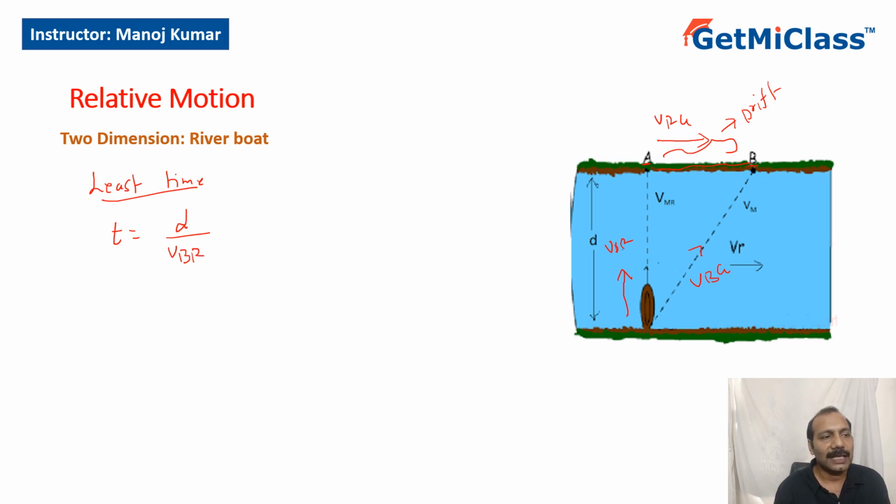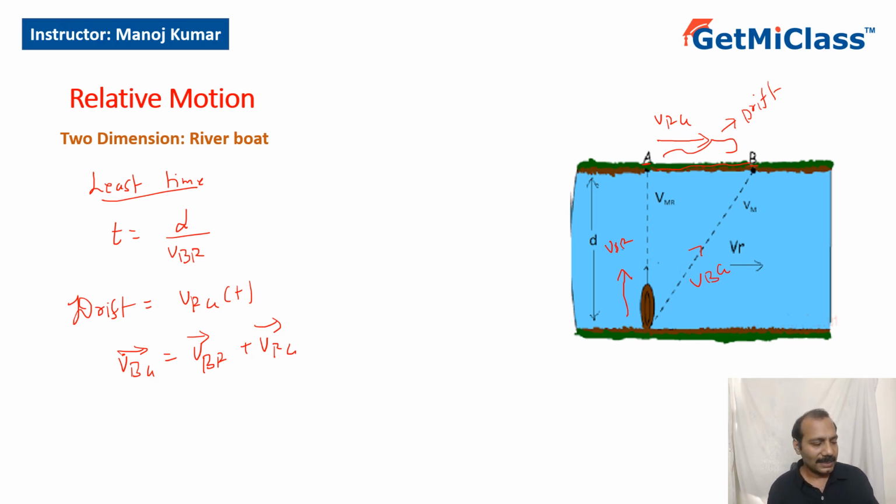Now once I know the time, I can find out drift. So what is drift? Drift is velocity of river with respect to ground into time, because in the time the boat crosses the river, it will be taken down the stream. Once we know this, to find the velocity of boat with respect to ground, we know that velocity of boat with respect to ground is velocity of boat with respect to river plus velocity of river with respect to ground. Again, once you have this triangle, it's pretty simple. If you know this angle, or if you have calculated time, everything else becomes very simple. So this is a situation where the boat is crossing the river in minimum time.